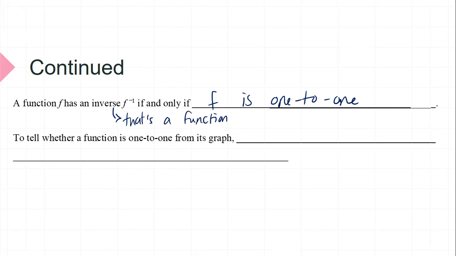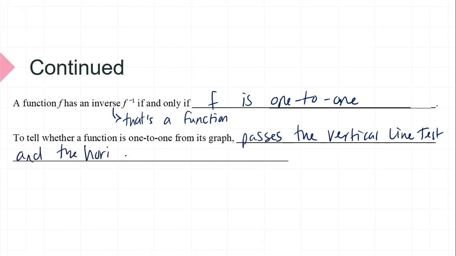And again, to visually tell whether a function is 1-to-1 from its graph, you're going to check to see if it passes the vertical line test and the horizontal line test. I don't know, roll with it. You can improvise. You're smart. Now it could be an inverse relation, but it may not be an inverse function if it's not 1-to-1.